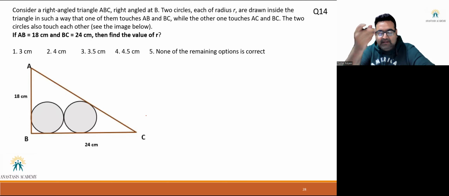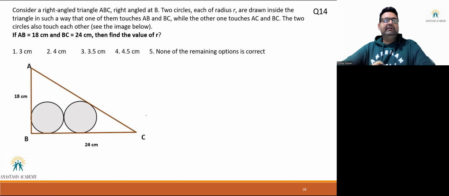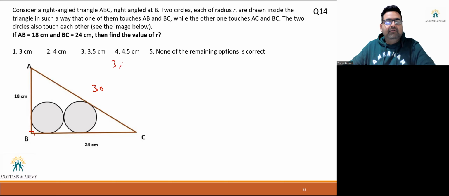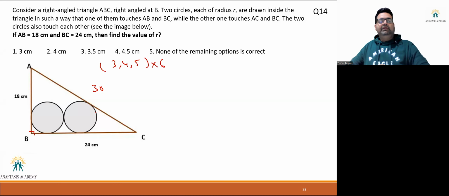But if you understand the words necessary and sufficient properly, you will not face a problem. So we are midway of the paper, question number 14. Consider a right triangle. The diagram is already given. Right angle at B. This is 18, 24, so this has to be 30. Again, 3, 4, 5 standard triplet into 6. While reading 18, 24, 30 should come to your mind.